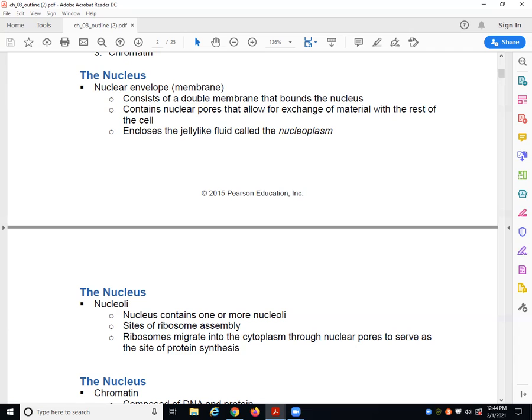Now, the second region in the nucleus we said was the nucleolus. Plural is nucleoli. The nucleus is usually going to have one or more of these nucleoli. And what happens there? Well, that's where ribosomes are assembled. It's where they're made or put together. The ribosomes then are going to migrate to the cytoplasm. How do they get there? They go through those nuclear pores we just talked about, right? And they become sites for protein synthesis. So proteins get made at the ribosomes.